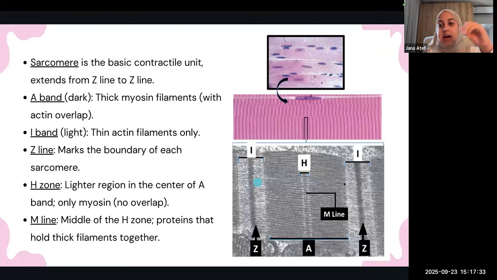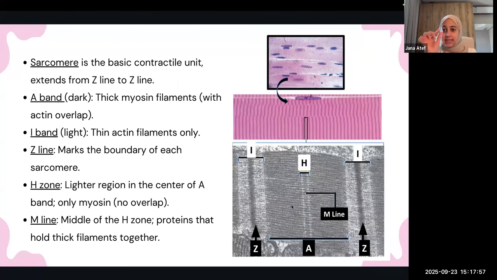Now, the A band and I band, we said this is the reason for the striations, because the A band is dark and the I band is light. Now, what makes them light and dark? We said that the I is because of the actin and the A because of the myosin. Now, there are some zones inside there, just in the middle. The H zone, basically, is the lighter region inside the A band. So we said the A band is dark.